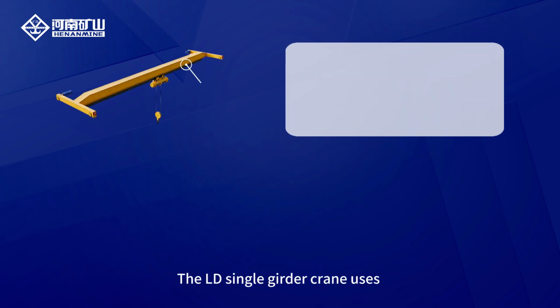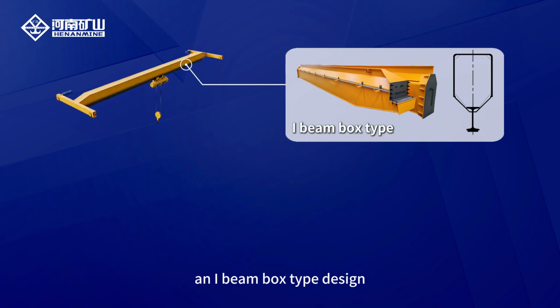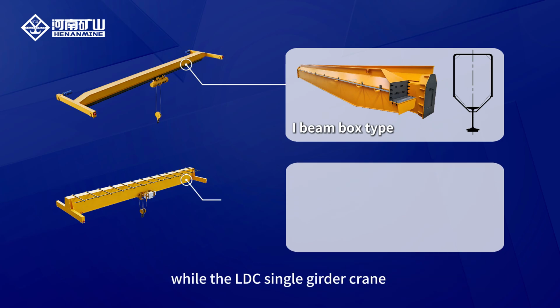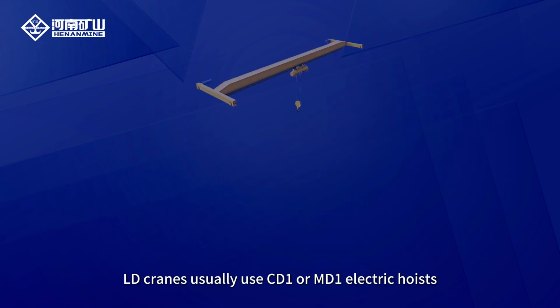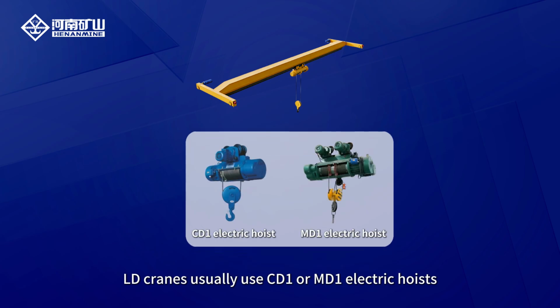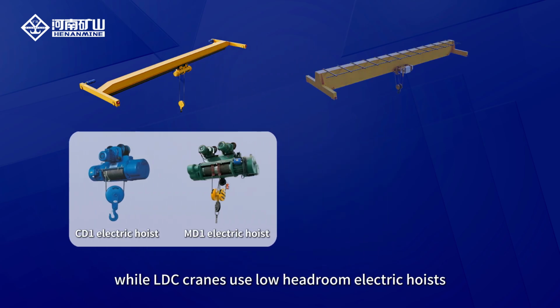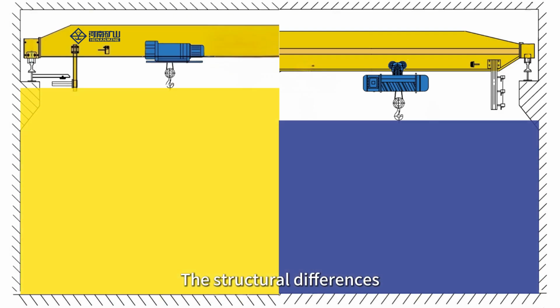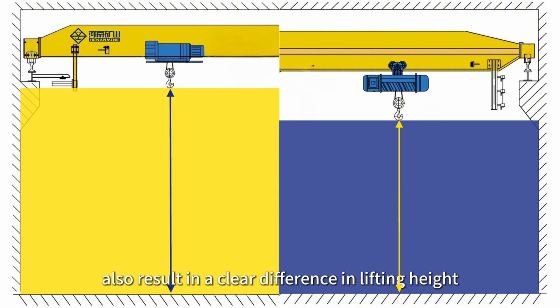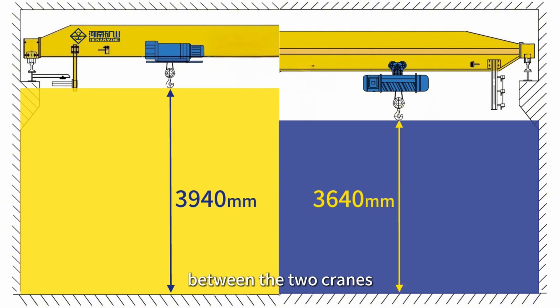The LD single girder crane uses an I-beam box-type design, while the LDC single girder crane adopts a box-type structure welded from steel plates. LD cranes usually use CD1 or MD1 electric hoists, while LDC cranes use low-headroom electric hoists. The structural differences also result in a clear difference in lifting height between the two cranes.